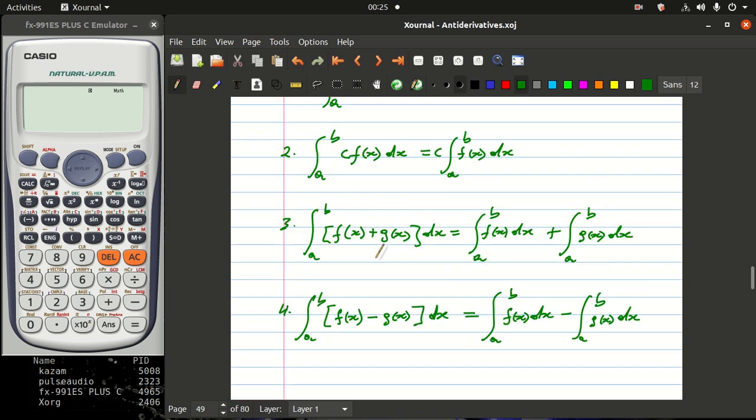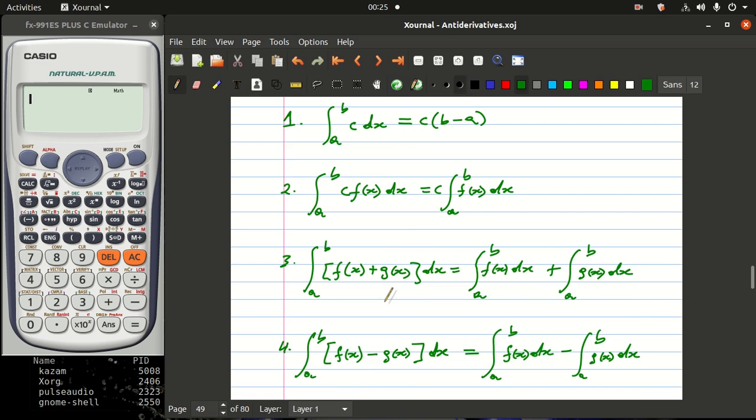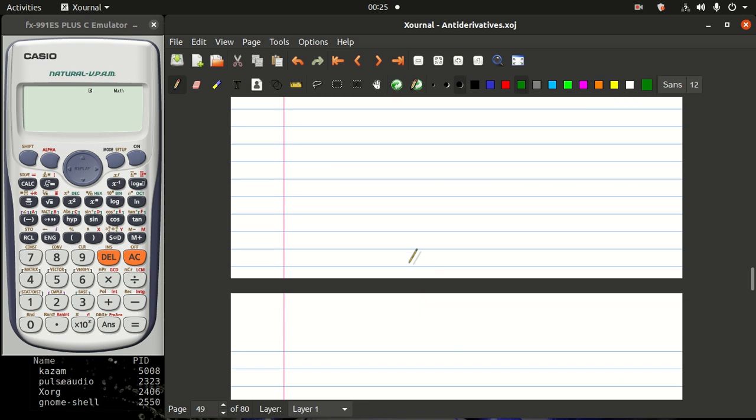So for us, I want us to look at these basic properties. I want you to know that. And then we also have three more. I usually separate them and call them the comparison properties of the integral.